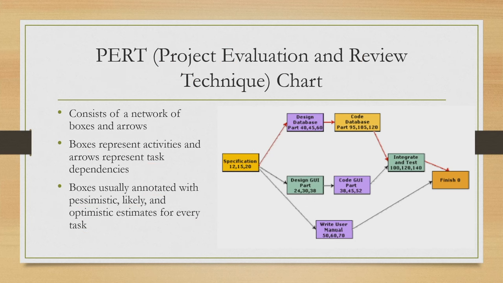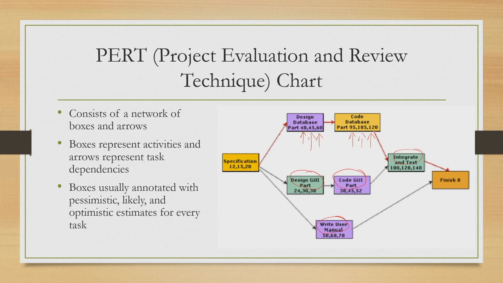So, we now have 40 days as the optimistic estimate, 45 days as the likely estimate and 60 days as the pessimistic estimate. Similarly, for code database, we have 95 as optimistic, 105 as likely and 120 as pessimistic. The same thing we can do for all the other parts, design GUI, code GUI, write user manual, integrate and test. Everywhere we can now have three estimates rather than a single estimate.